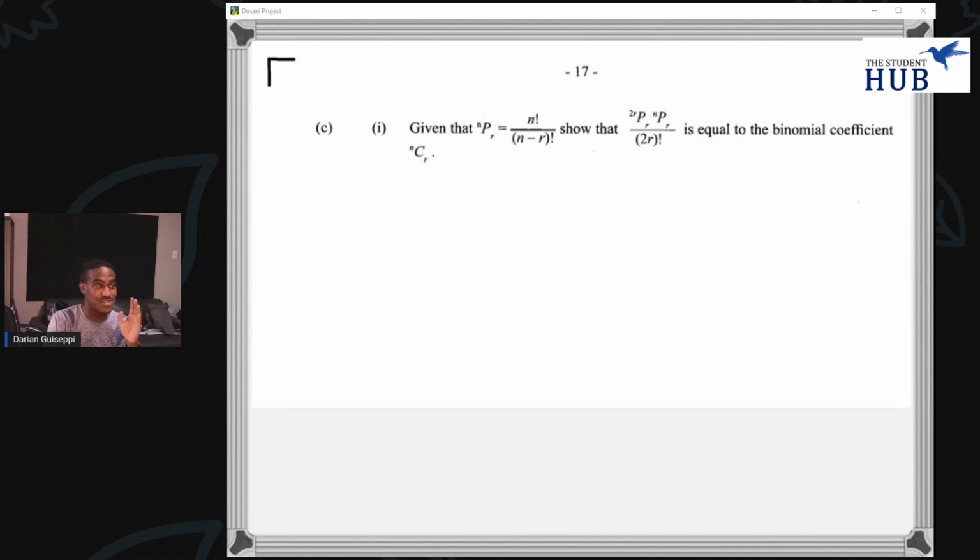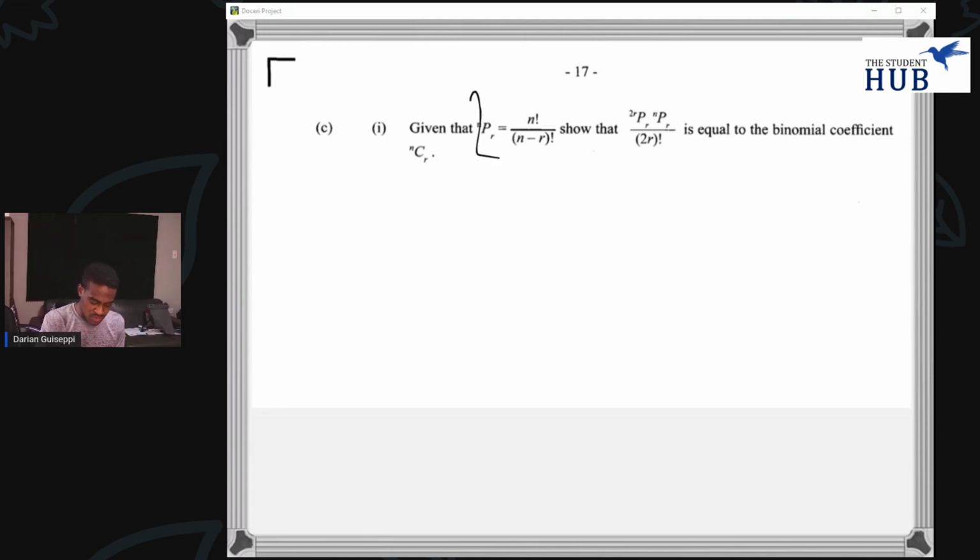We do the 2016 paper. This is Pure Maths Unit 2, right? So let's continue with this particular question. They say, given that nPr is equal to n factorial over (n minus r) factorial, show that (2rPr × nPr) over (2r factorial) is equal to the binomial coefficient nCr. So this is what they're saying to show.